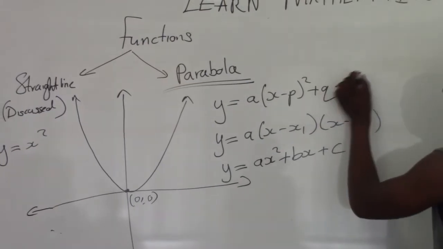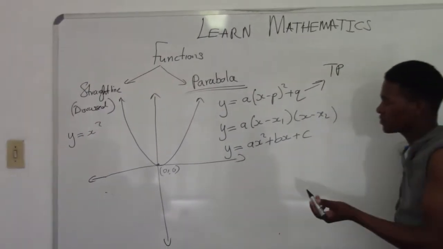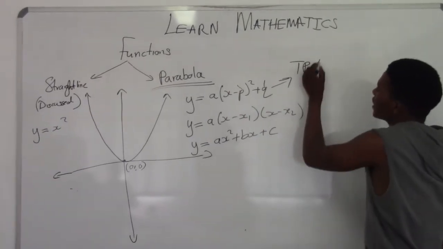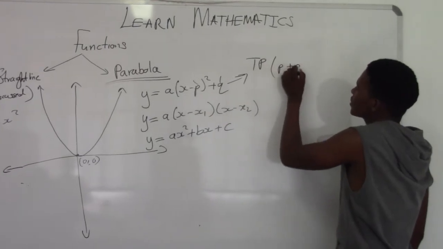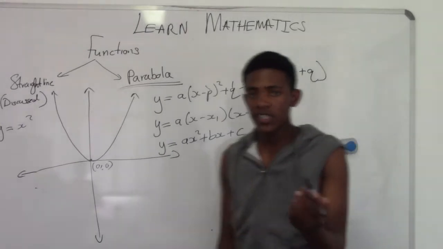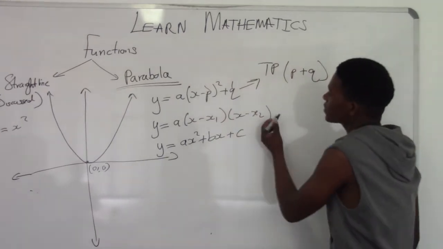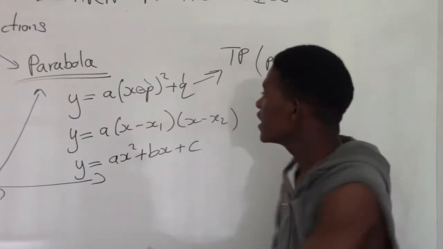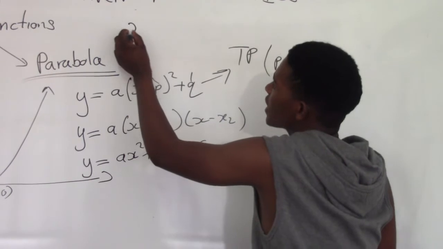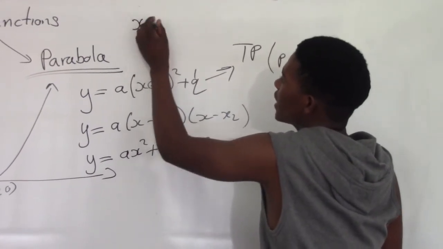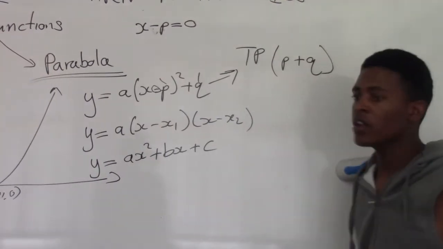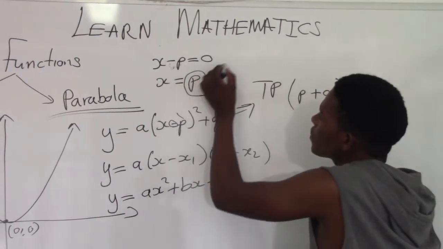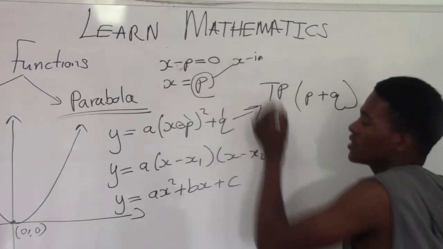For example, this one is for you to get a turning point, because this p and this q represent the turning point. That means p and q are your turning point coordinates. Sometimes learners get confused by taking this p with its original sign. Since it's inside the bracket, you have to say x minus p is equal to 0, then x is equal to p. So that is the x coordinate of your turning point.